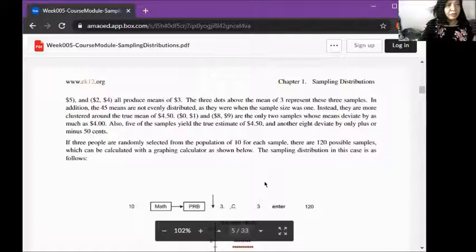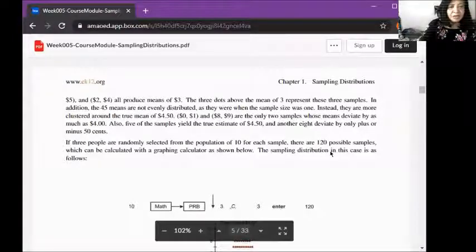So if 3 people are randomly selected from the population of 10, for example, instead of considering just 1 or 2, you choose 3. The possible outcomes in the sample would be 120. That would be 10 combination 3, so you will have 120, which can be calculated with a graphing calculator.